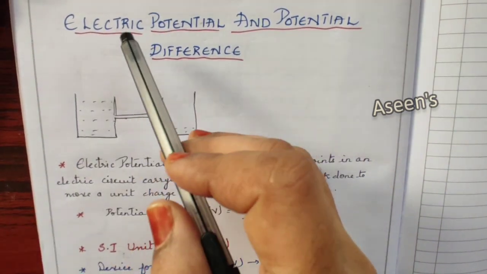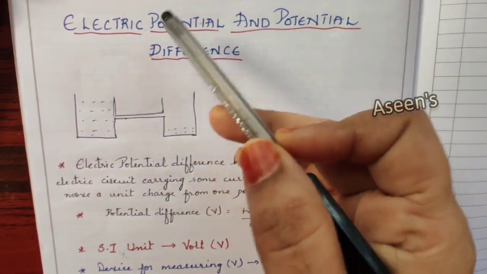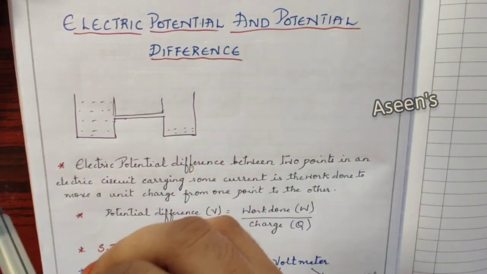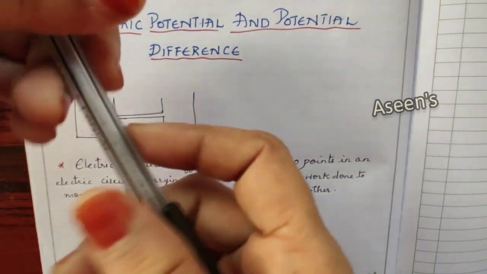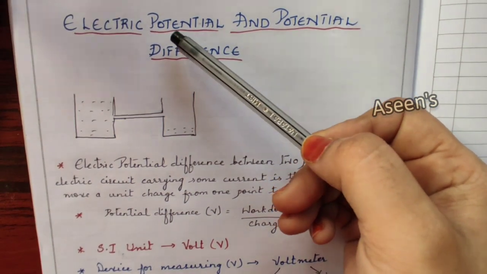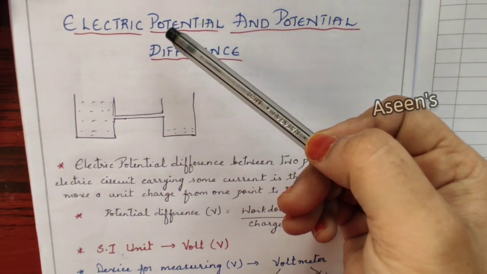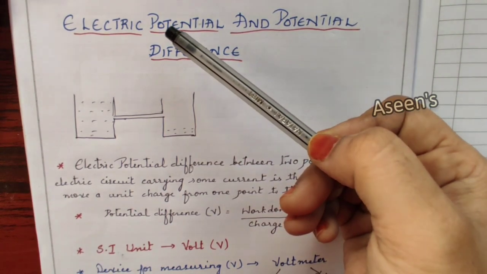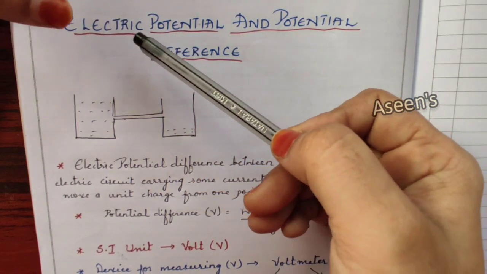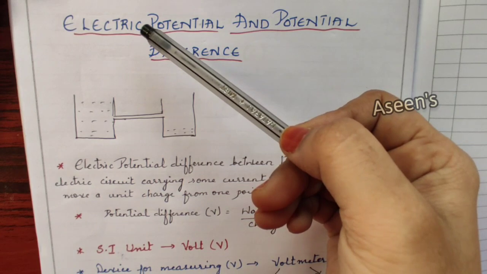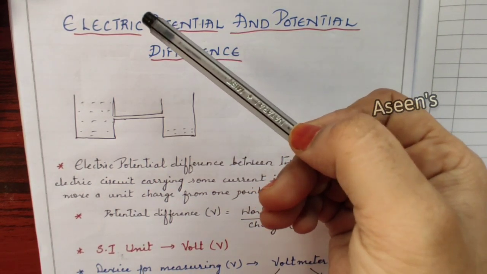Okay, so before moving forward, before talking about potential difference, let's try and understand what is electric potential. If I just go through the term, potential is nothing but the ability which is stored, which is yet to be released. So when I talk about electric potential, it is like electrical ability or electrical energy being stored in some place which is not yet released.